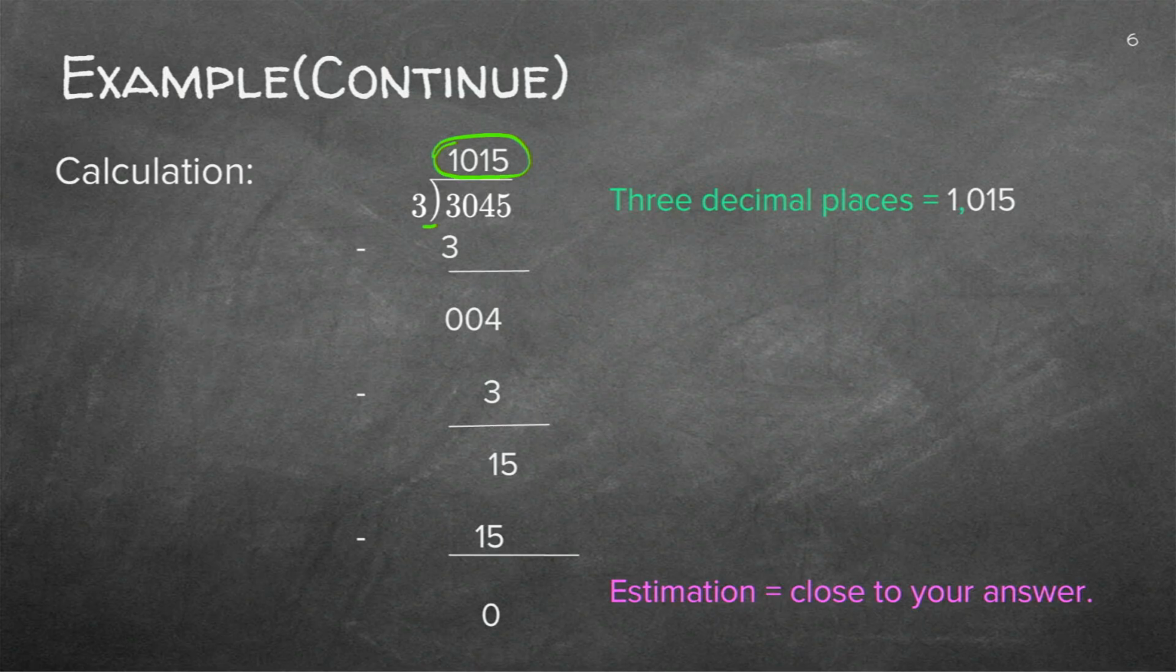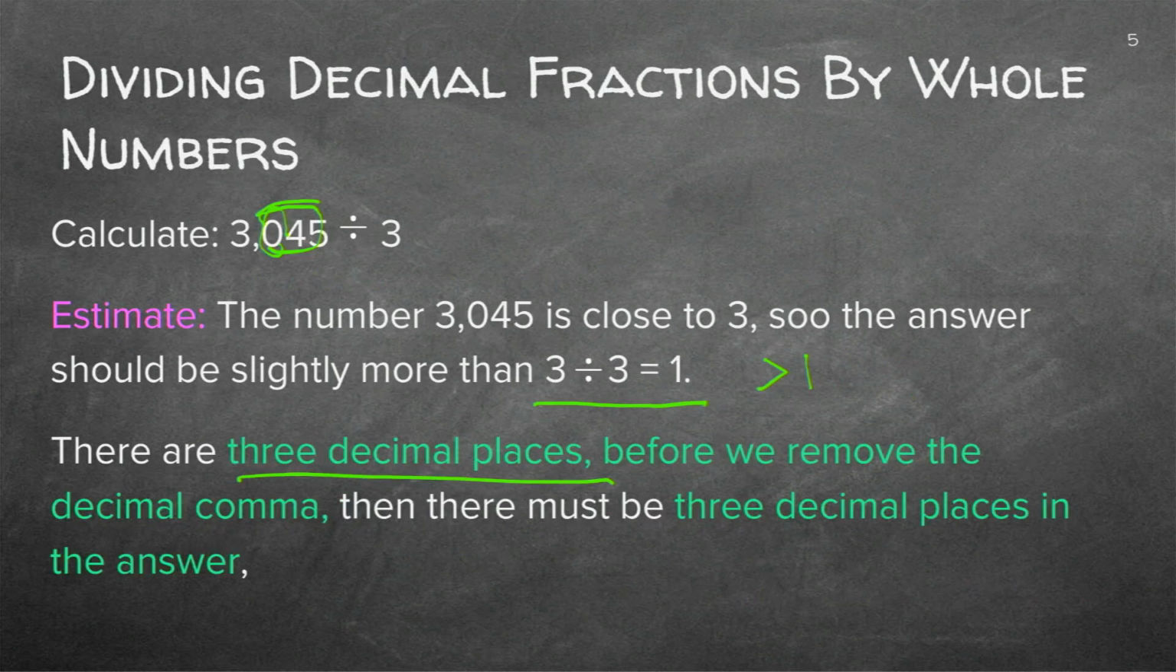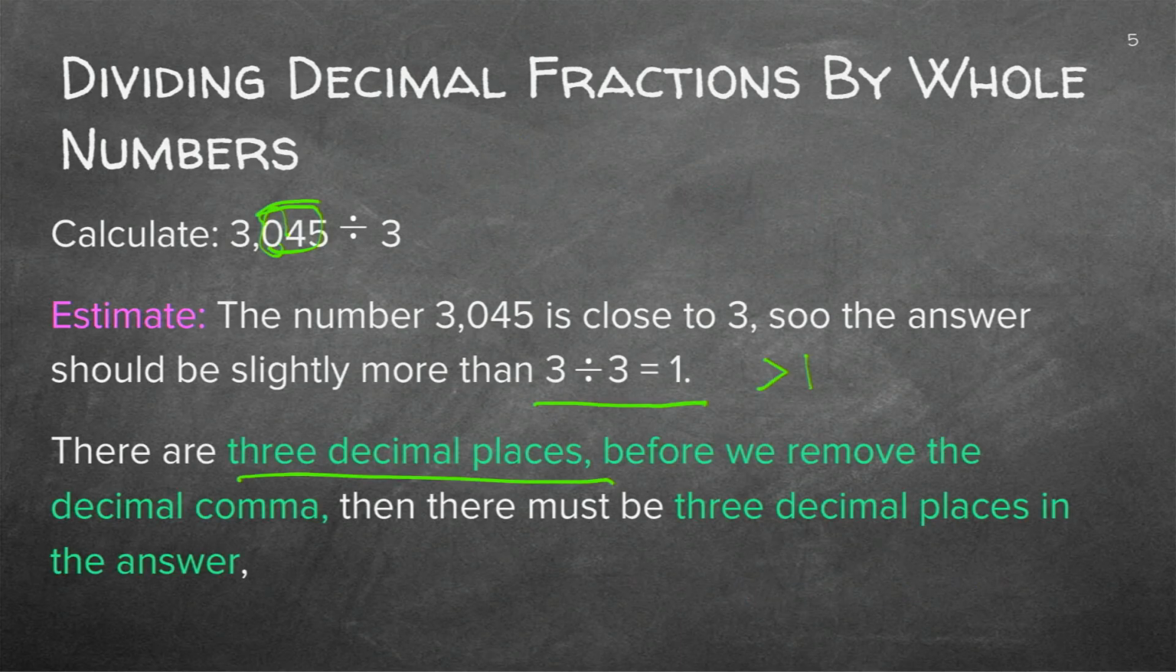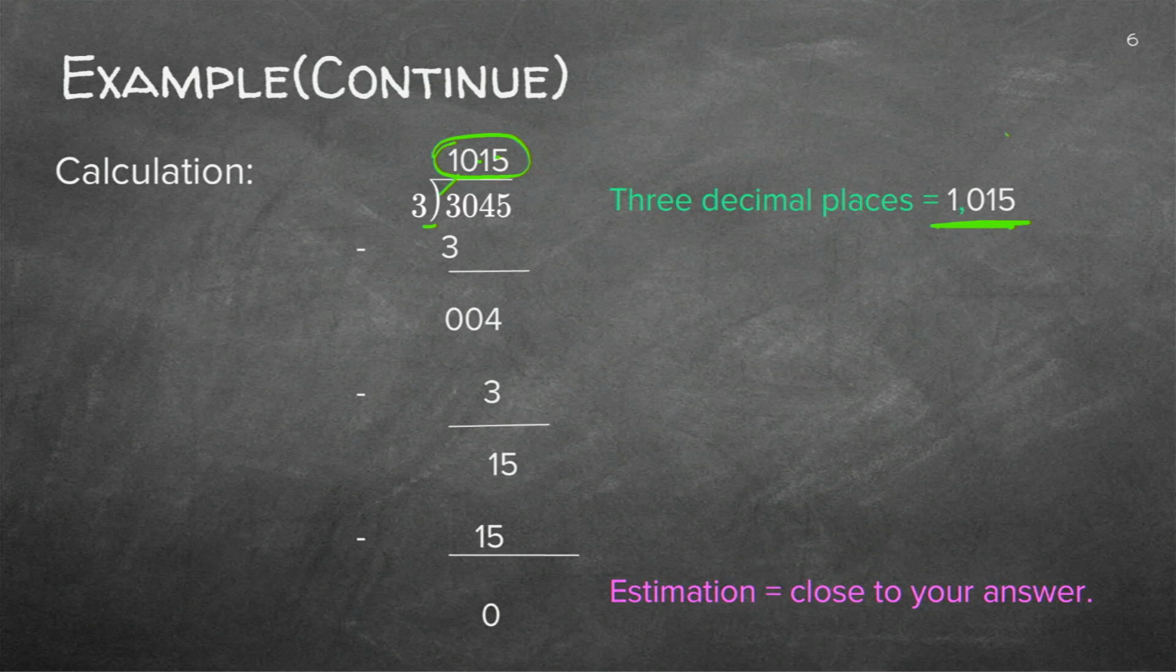1015. But what must we remember? Correct, the 3 decimal places that we have to put back. So our answer is 1015, and our decimal places will be 1, 2, 3, giving 1,015. And remember when we estimated our answer, we said it will be just over 1, and we are correct.